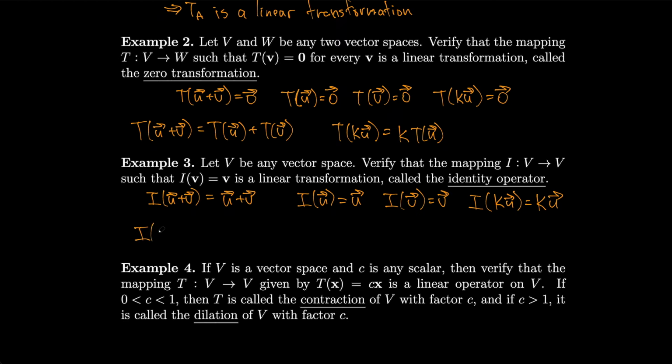And that means that I of u plus v is just I of u plus I of v, because I of u plus v is u plus v, I of u is u, I of v is v, so it's just saying u plus v is u plus v. And as for I of ku, well, that'll definitely be k times I of u, because I of ku is ku, and k times I of u is k times u.